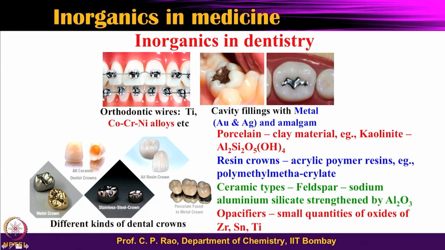As you can see, a variety of these things are shown over there. So, here you have the resin kind of thing, here you have a porcelain kind of cap, you have a ceramic kind of cap. All these kinds, the metal based crowns, caps, etc. So, there are different kinds of crowns and caps being used, inorganic materials used in the dentistry aspect of it.